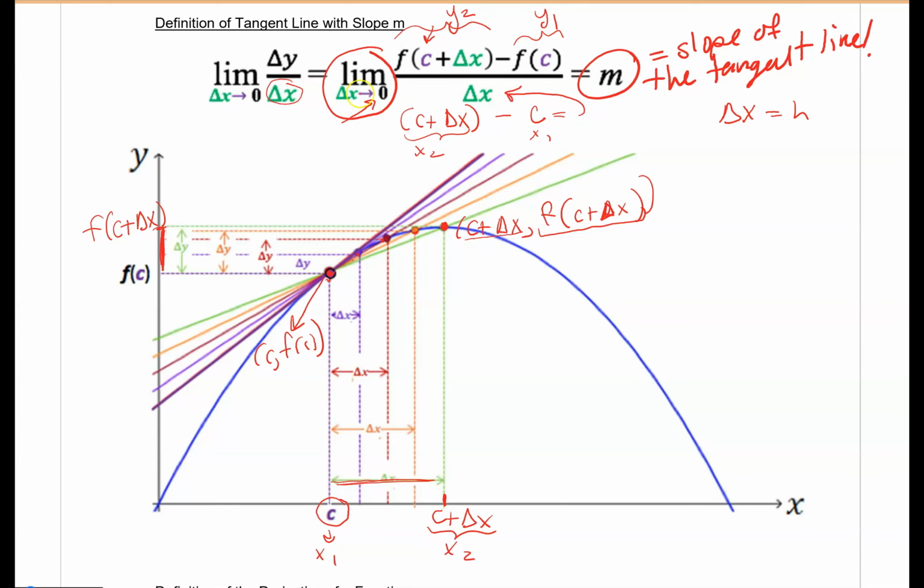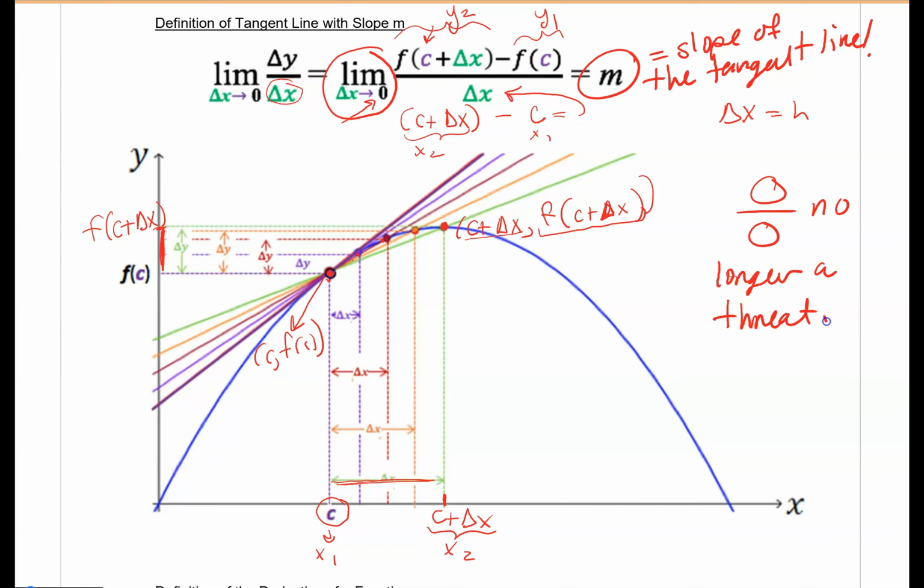Because what happens when I plug in 0 for delta x? I get f of c minus f of c over 0. I get 0 over 0, right? But what have we been learning in the last chapter? We've been learning how to evaluate limits that equal 0 over 0. This is no longer a threat. No longer a threat to us now.